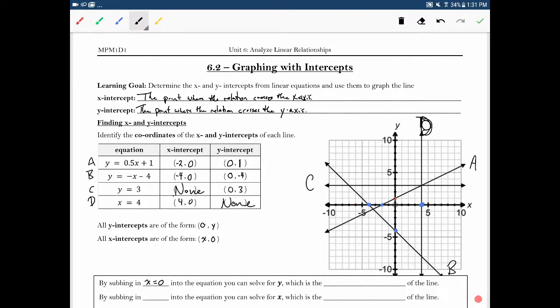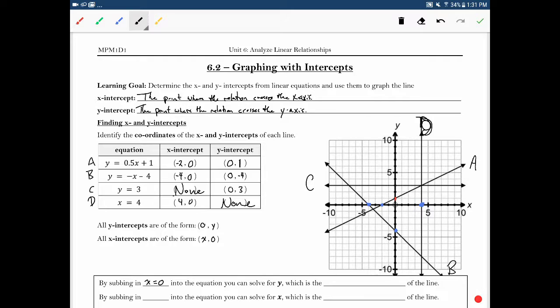Hey guys, today we're going to take a look at graphing with intercepts. This is a new way of graphing by finding the x and y intercepts and using those two points to just draw ourselves a line. It's just an alternate way of graphing a linear equation.